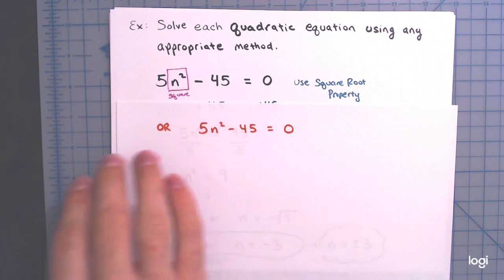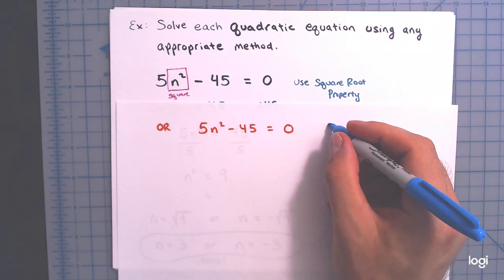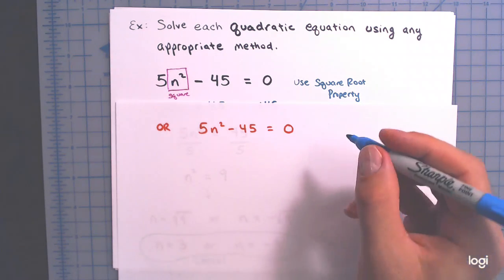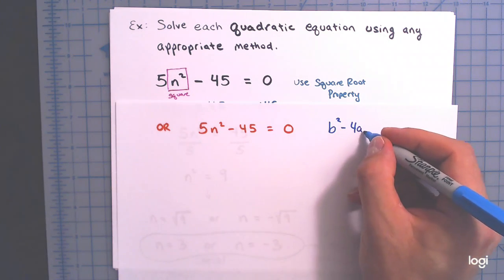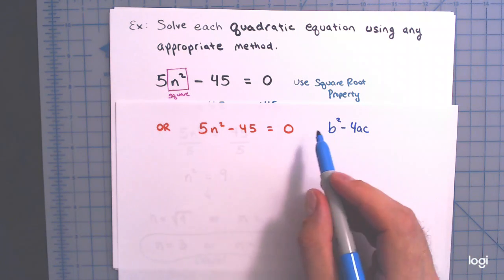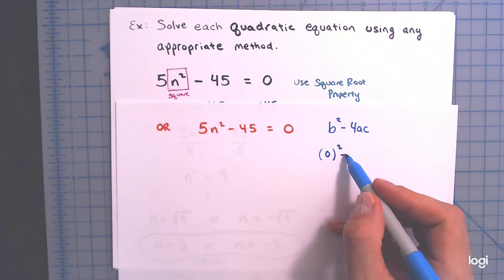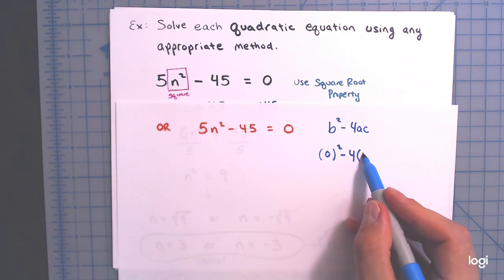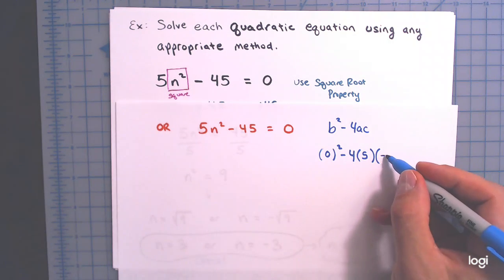Because look at this, right? I'll show you that you can use factoring for this. It's in standard form, right? So let's find the value of that discriminant, the b squared minus 4ac. I already mentioned, remember, b is 0. So 0 squared minus 4 times a, the coefficient of the squared term, so +5, times c, the constant term, -45.